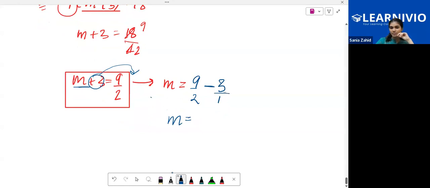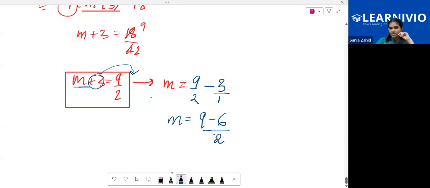Then you will find the LCM. What will be the LCM of 2 and 1? See, the LCM of 2 and 1 is 2, 2 only. Then you have 2 over here, 2 over here. So just write 9. Then you have 1 over here and 2 over here. So 1 into 2 is 2 and 2 into 3 is 6.